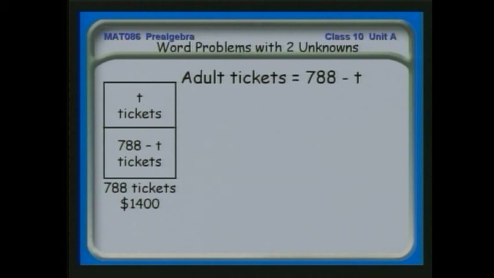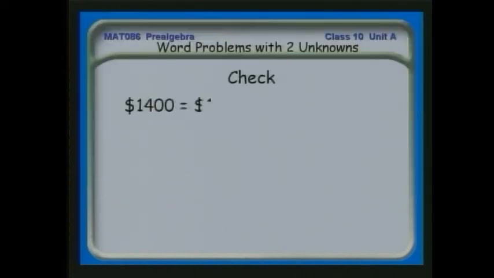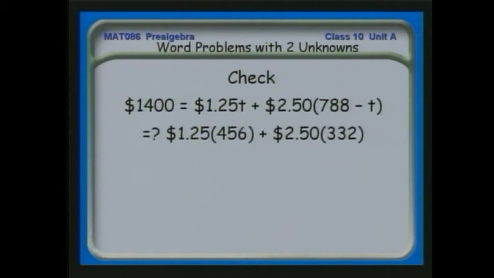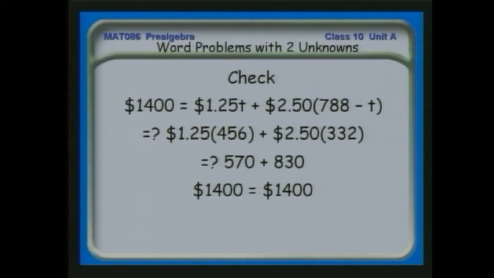How do I get the adult tickets? It's 788, the total number of tickets, minus those sold, 322. And so, just to check, I have that is the equation. I put in what I get for the T, the number of tickets sold to the students, do the math, and I find out that 1,400 equals 1,400, and I'm good. I've done this problem correctly.